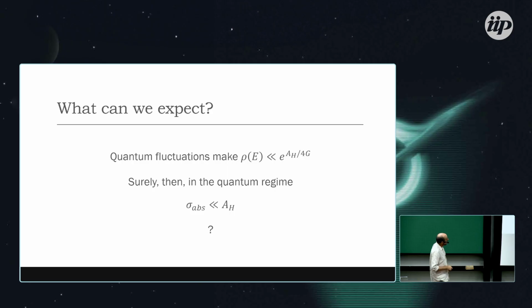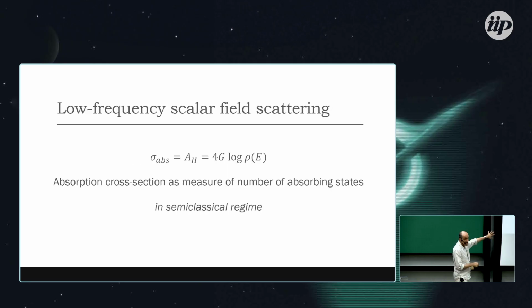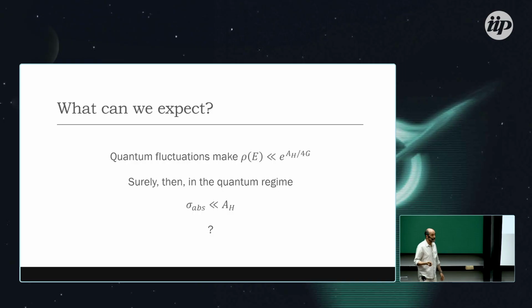Okay? So then, if instead of this semiclassical regime, we're in the quantum regime, what should we expect? Well, I've told you that quantum fluctuations make the density of states much smaller than the semiclassical value. So then, you would expect that if you have fewer states that can absorb radiation, then in the quantum regime, the absorption cross-section should be much smaller than the area, right? Of course, you know that when somebody asks a question, the answer is no. And it's not a question in the title of my slide. Then, is this correct? No.